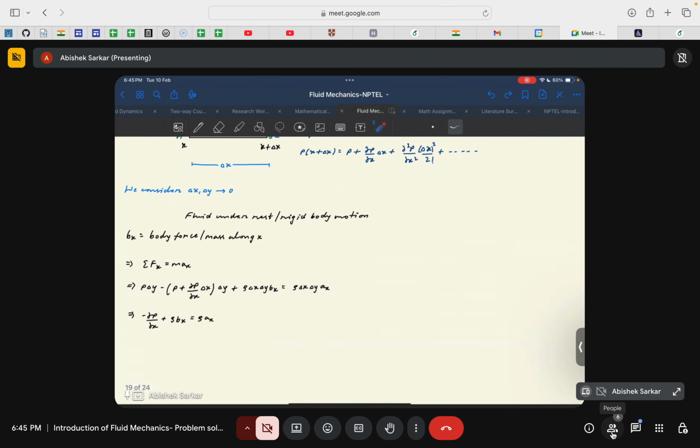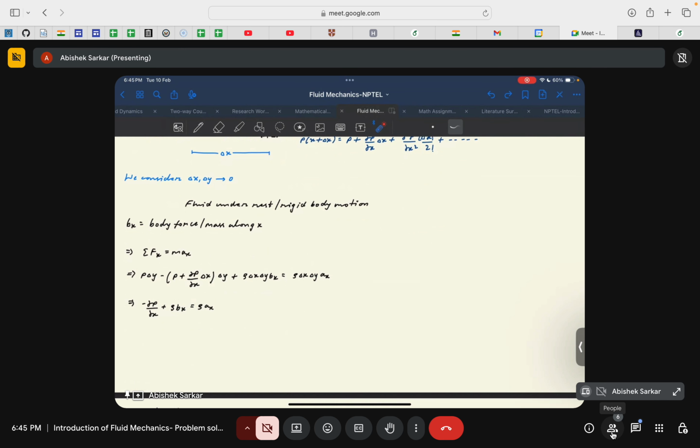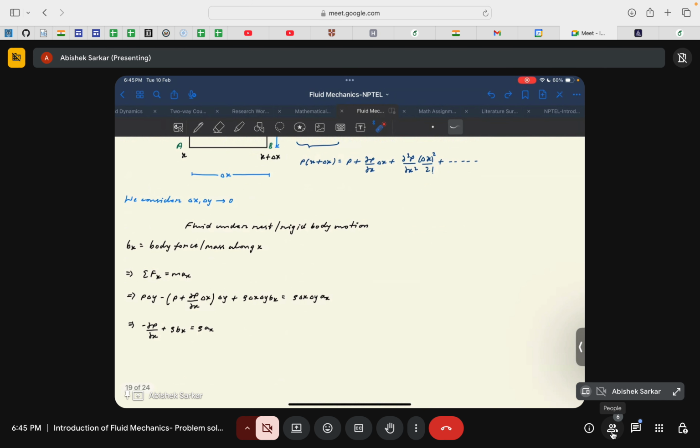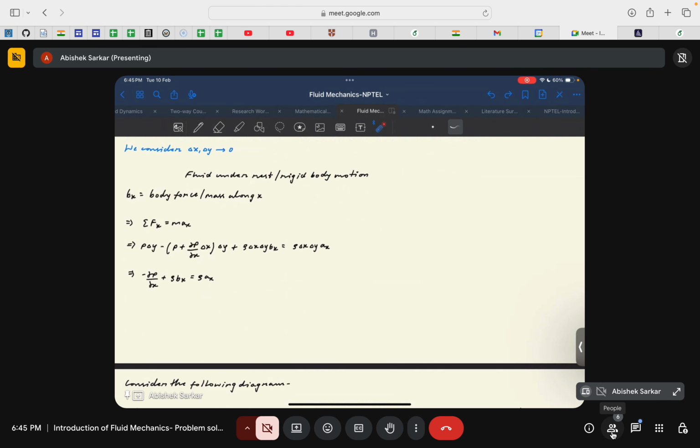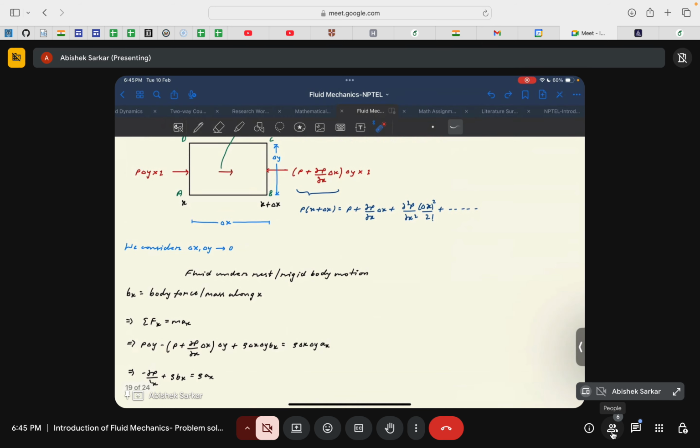Now we look into the expression for the net force balance along the x direction. Again, we have considered the fluid statics approximation, so we consider fluid to be at rest and under rigid body motion. Let Bx be the net body force along the x direction. Then we'll have summation of all the forces along the x direction equal to max, from Newton's second law. So if we do the force balance, we'll have P times delta y minus P plus dou P by dou x delta x times delta y plus rho times delta x delta y Bx.